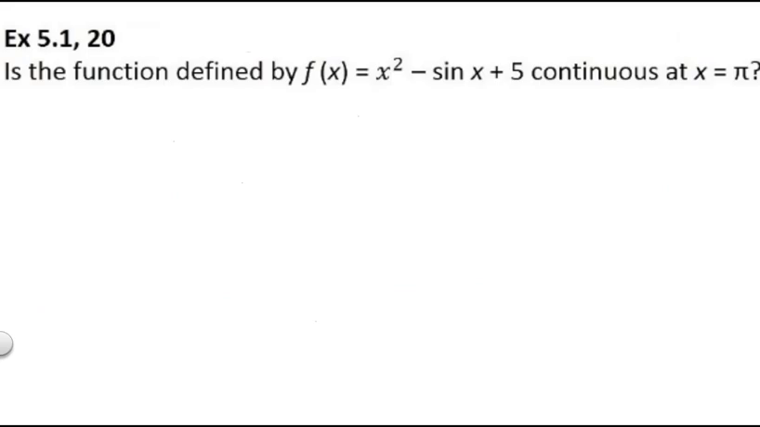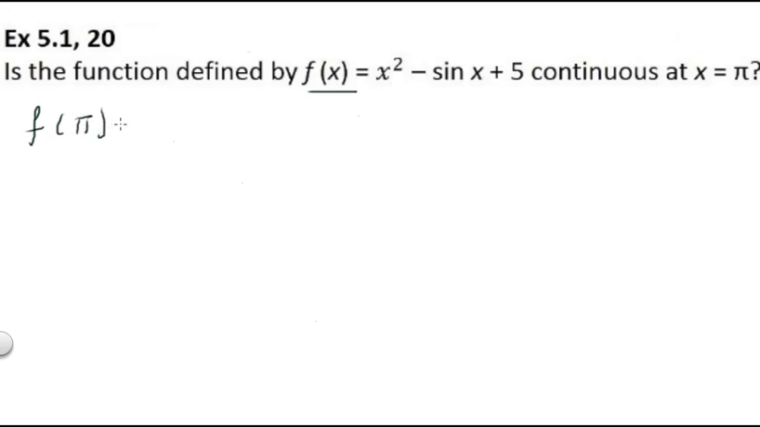Here comes question number 20. In question number 20, they are asking whether the function defined by f of x equals x square minus sin x plus 5 is continuous at x equals pi. There are two ways to do it. One that I can tell you is, see, x square is a polynomial function, so it will be continuous. Sin x is continuous everywhere. 5 being a constant number is continuous. So we have the algebra of these functions f of x, g of x, h of x, hence it is a continuous function.